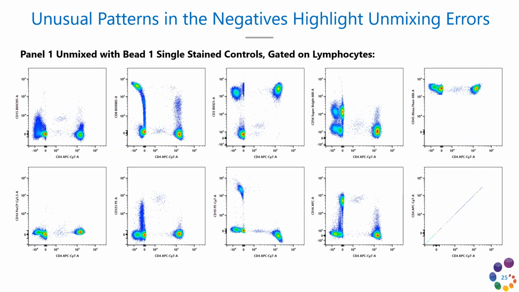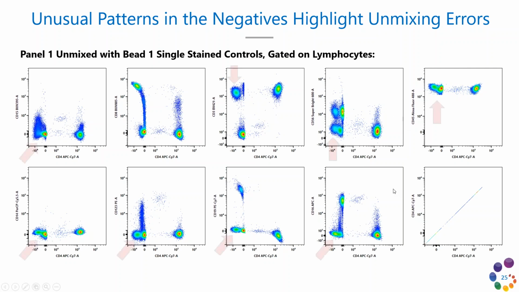Another thing to pay attention to when you're unmixing your data is to look at what's going on in the negatives, as strange patterns here can highlight unmixing errors in your data. What I'm showing here, again from panel 1, is data we've unmixed using only single stained controls made from that first antibody capture bead. Then I gated the data on lymphocytes, and I'm plotting them on these n by n plots, where I have CD4 across all of the x-axes. On each of the y-axes, I'm showing every single fluorochrome that's present in my panel.